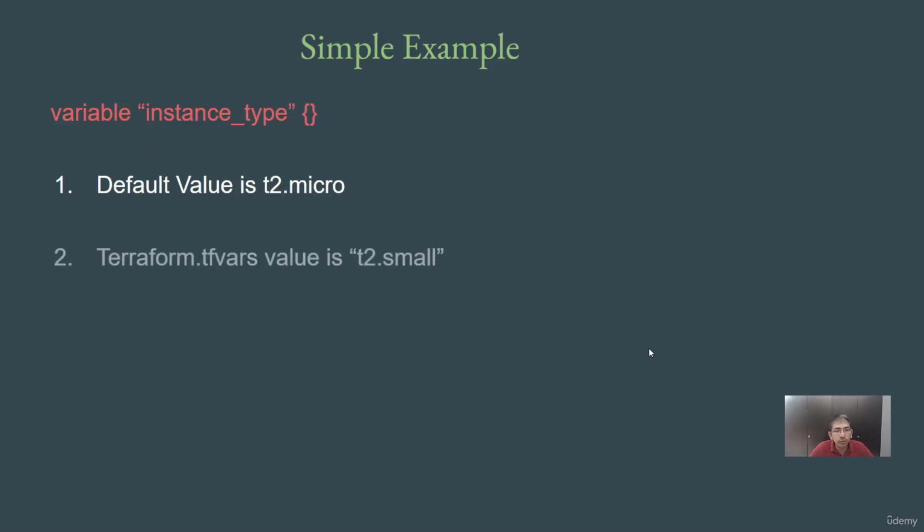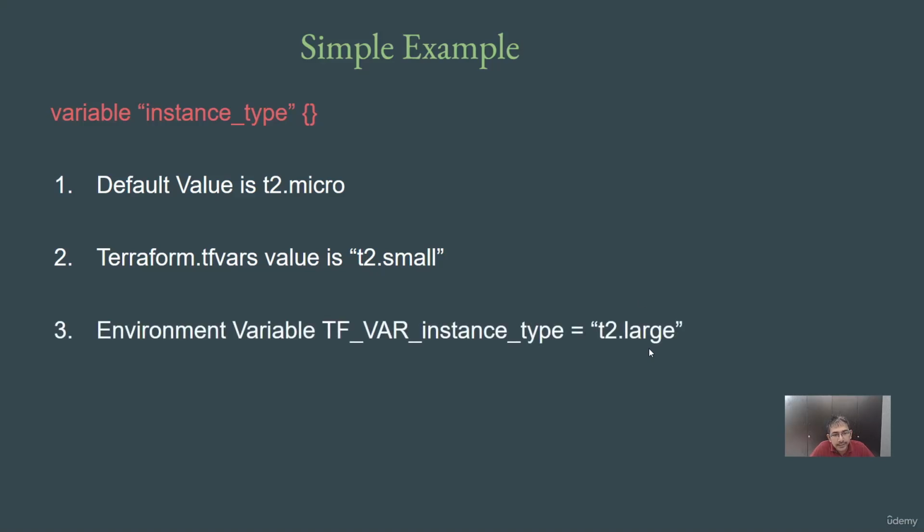Apart from that, you have also decided to add the value associated with the instance_type variable in a file of terraform.tfvars and the value this time is t2.small. Apart from that, you have also decided to add the value associated with the instance_type variable as t2.large as part of your environment variable. Now the question that comes is, which value will Terraform take? And this is very important for us to understand.